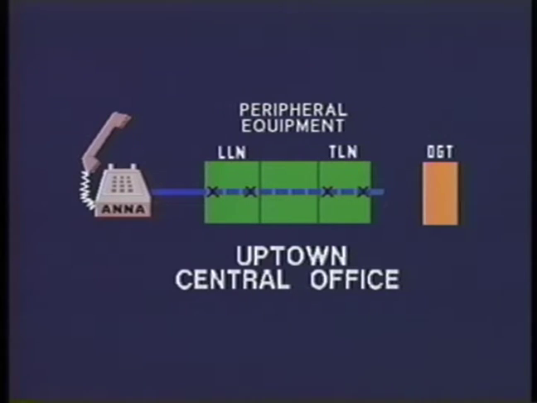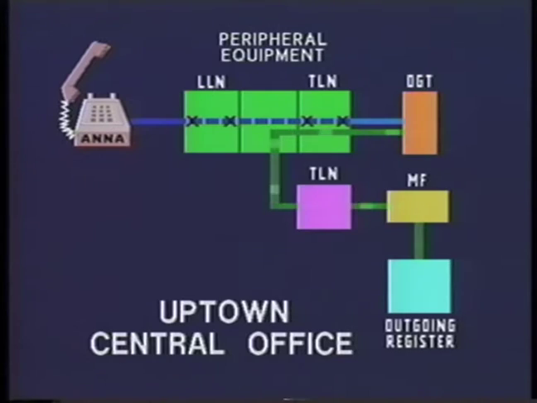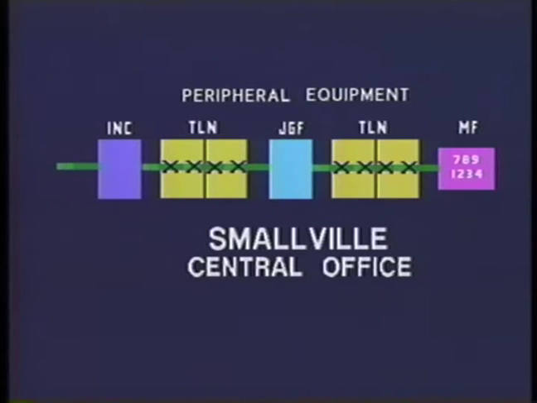Before the call can be advanced, a path must be reserved from my line to an outgoing trunk, or OGT, that is connected to Zelda's office. A transmitter is connected to this outgoing trunk. The transmitter is usually multi-frequency, or MF. An incoming trunk in Zelda's terminating office is then connected to an MF receiver. The advancement of tones, which is called outpulsing, is then initiated from the originating office.